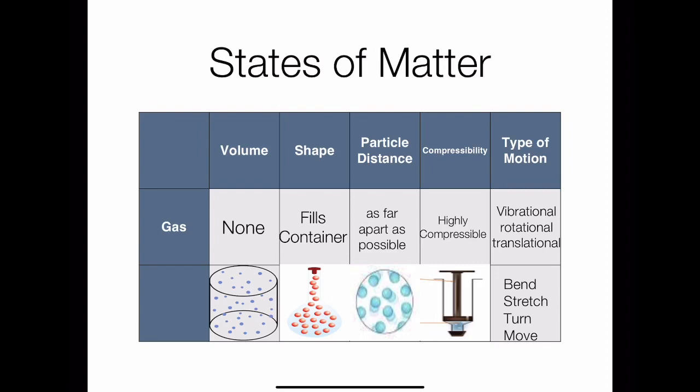If you've taken geometry, you've probably seen that word translation before. And that's when you have coordinates of a shape and you change the coordinates, and that's called a translation of that shape. The shape will move along the axes. So that's what we see here. In a gas, we have all three types of motion: vibrational, translational, and rotational.